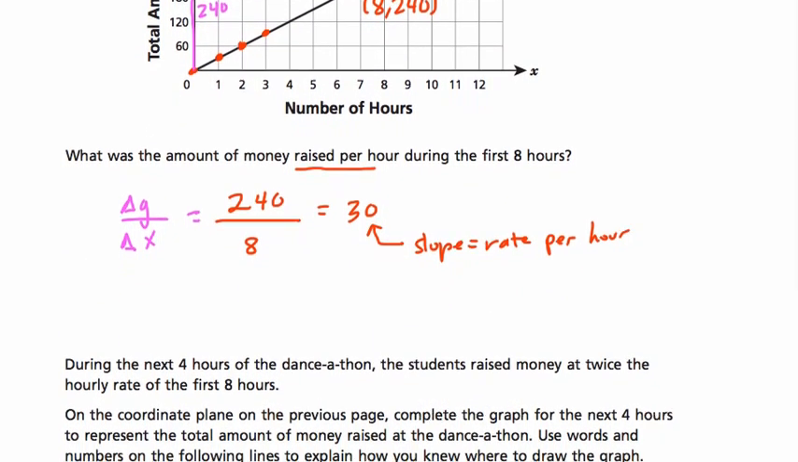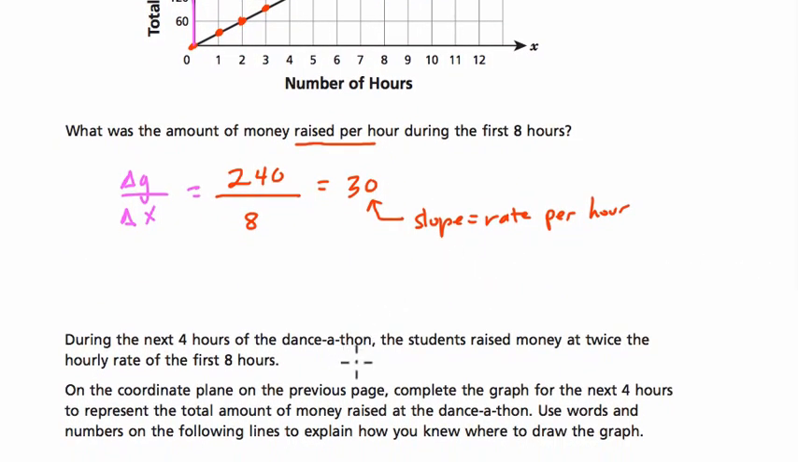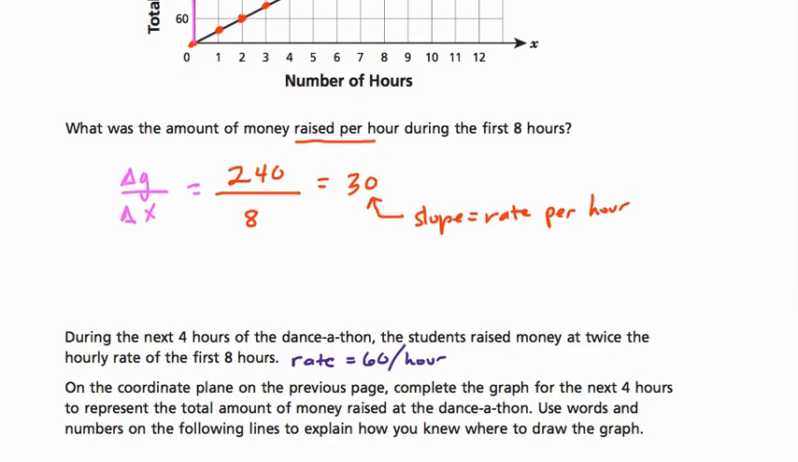And then there's an extension problem here. They want to know, during the next 4 hours of the dance-a-thon, students raise money at twice the hourly rate of the first 8 hours. So first, I'm just going to make a note here, because if we were at 30 before, now that means our rate is now equal to $60 per hour, right? On the coordinate plane on the previous page, okay, this is on 2 pages originally, complete the graph in the next 4 hours to represent the total amount of money raised at the dance-a-thon. Use words and numbers on the following lines to explain how you knew where to draw the graph.